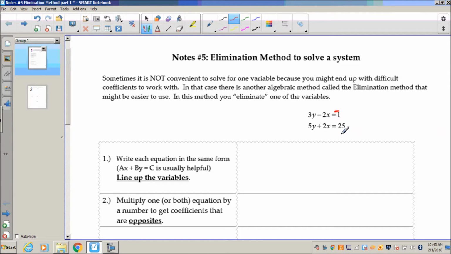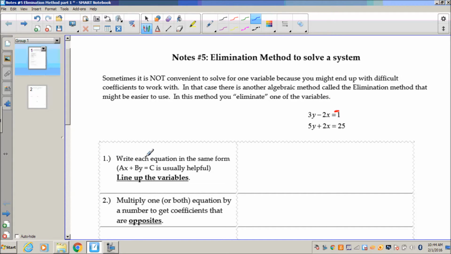Now, if we were going to use the substitution method, we would have to solve for y or x in one of these equations. But no matter which variable we use, it's not going to be pleasant, because if we divide everything by 3 to solve for y, we're going to end up with 2/3. Or if we divide everything by 2, we're going to end up with 1.5. It's just not quite that simple. So what we're going to do is the elimination method.